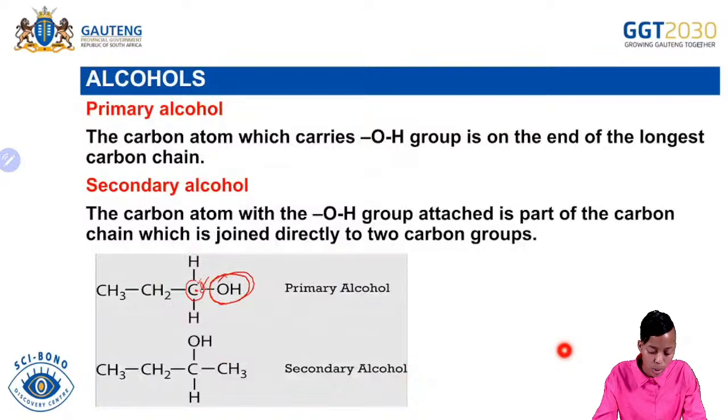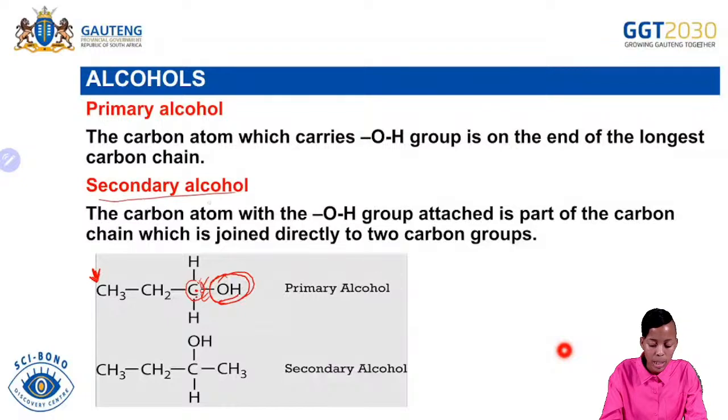You see, it's towards or on the end of the what? Of the longest carbon chain. So remember, on the end, it does not have to be towards the right. On the end can also mean that the carbon atom which carries the OH group can also be on the first carbon, as long as it is towards the end. So towards the end can be the first carbon or it can be the last carbon.